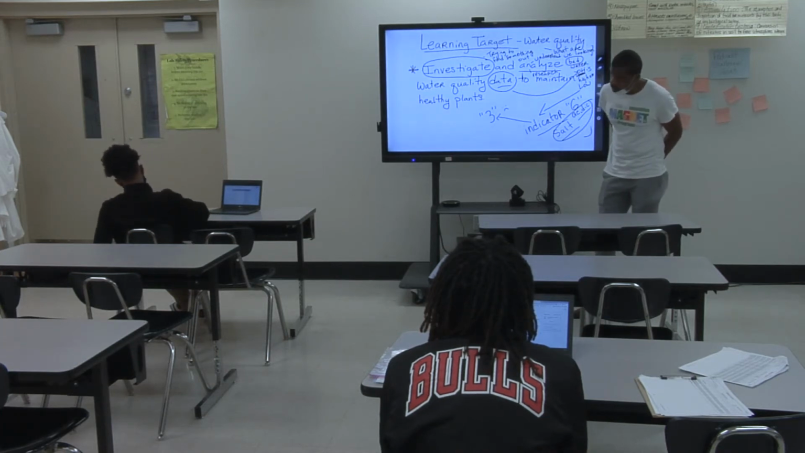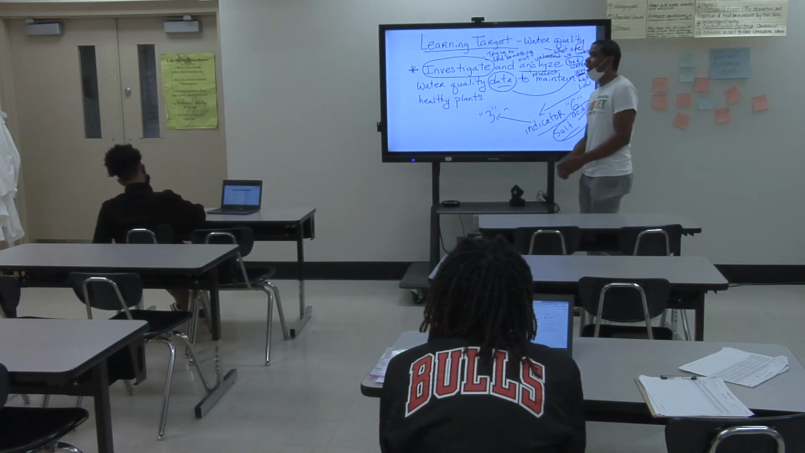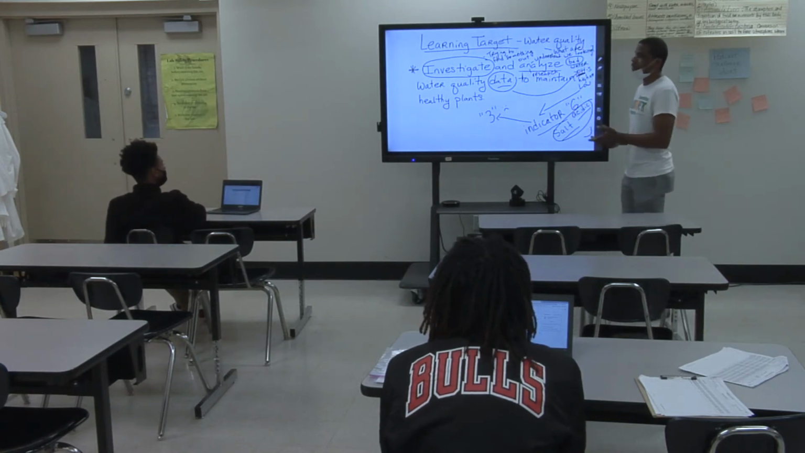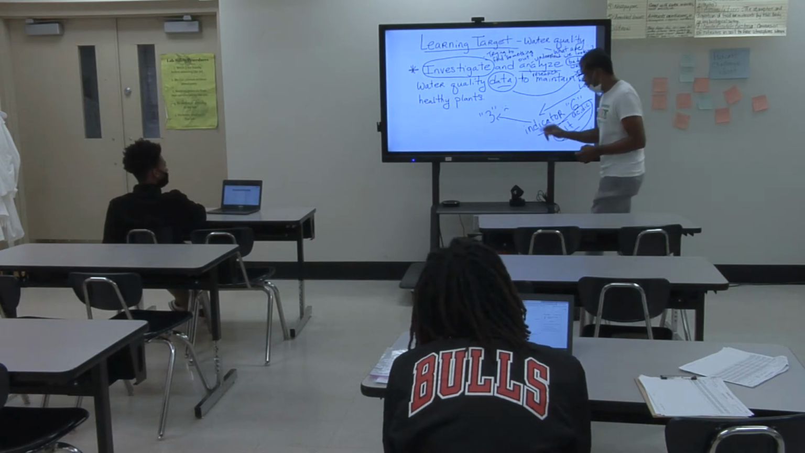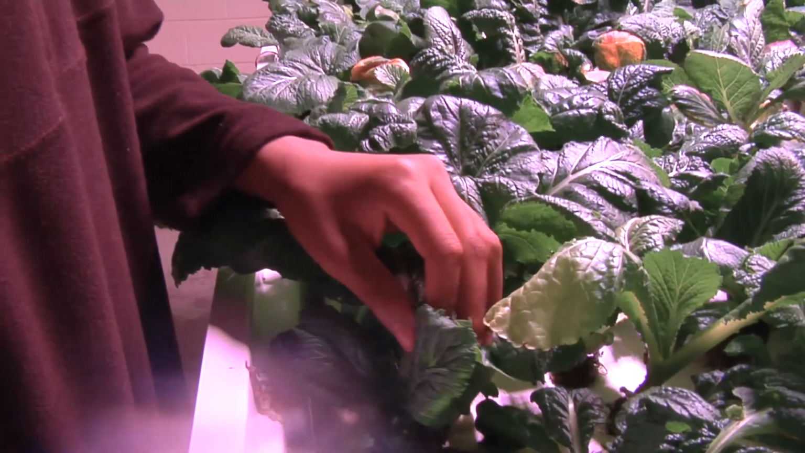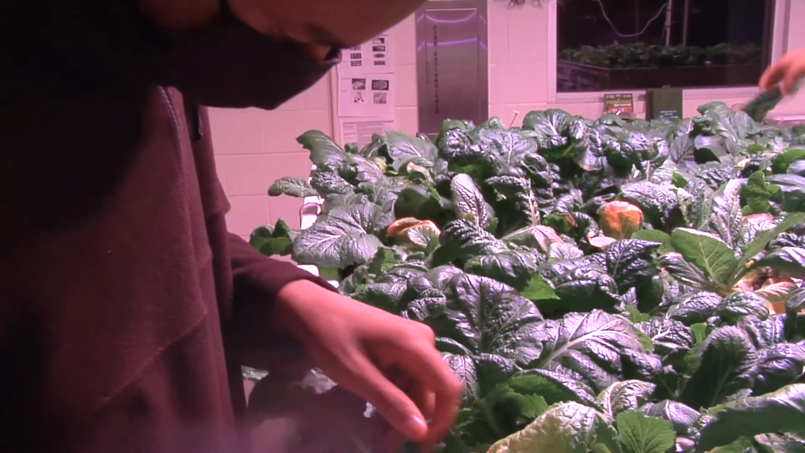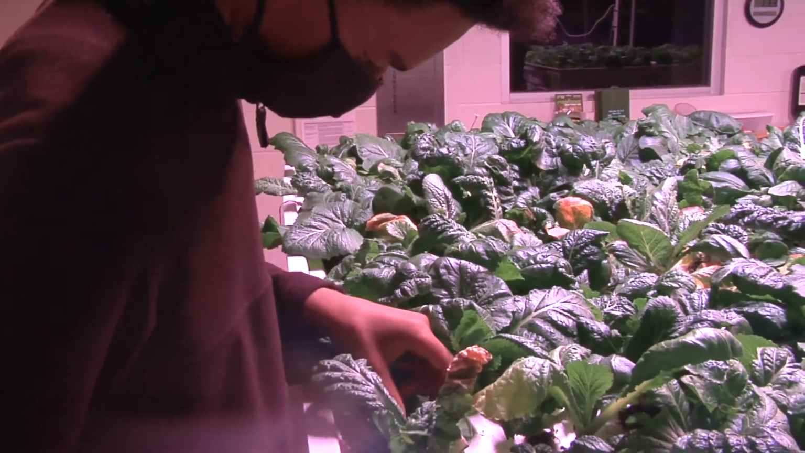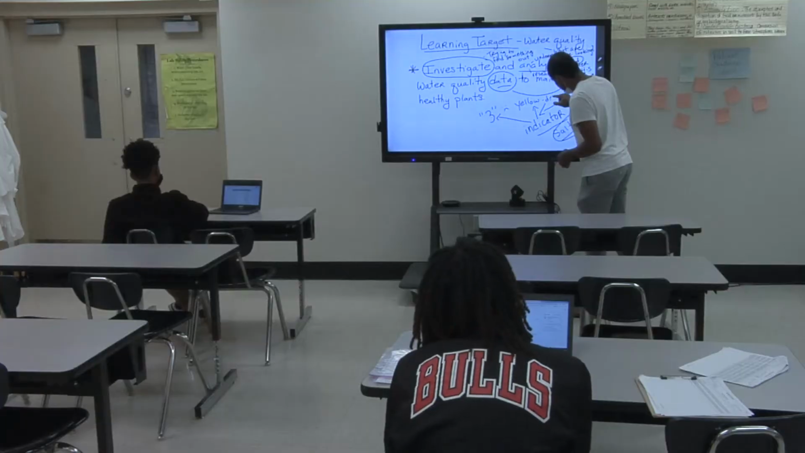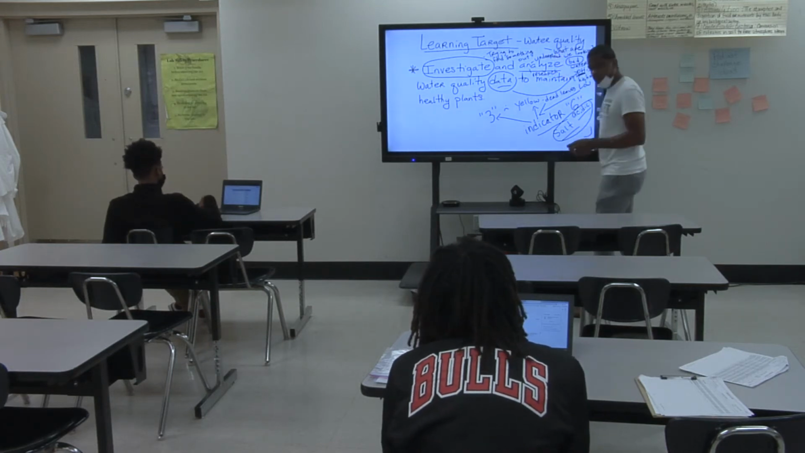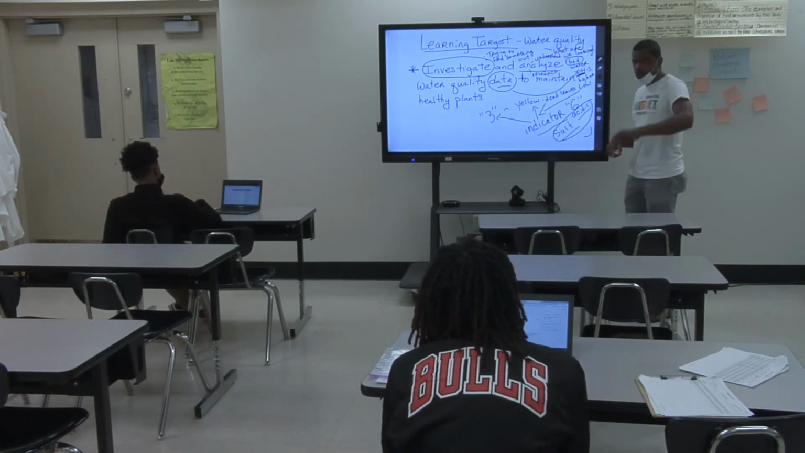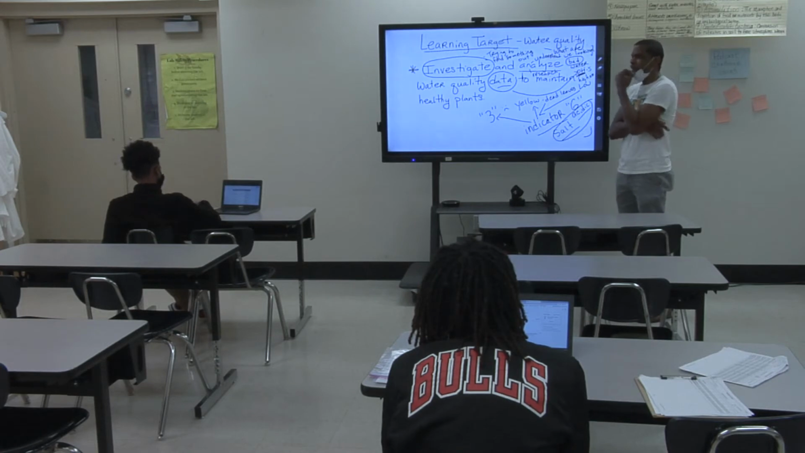Color change. What's a color change that indicates that something is wrong? All right, I heard the word yellow. What's another indicator? Oh man, you're on it. Dead leaves. What else? What's another indicator? I'm looking at my plants, yellow, dead leaves. What else?